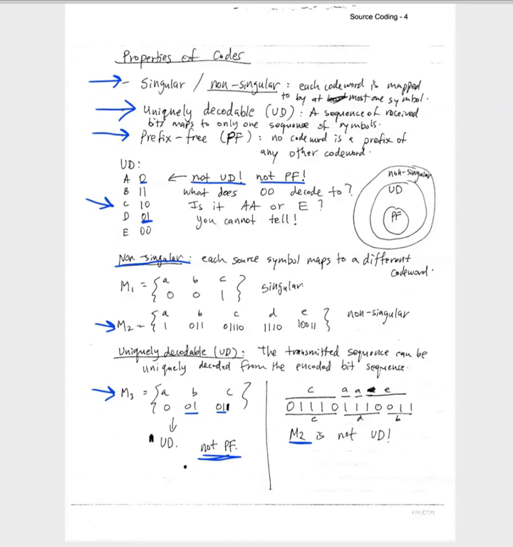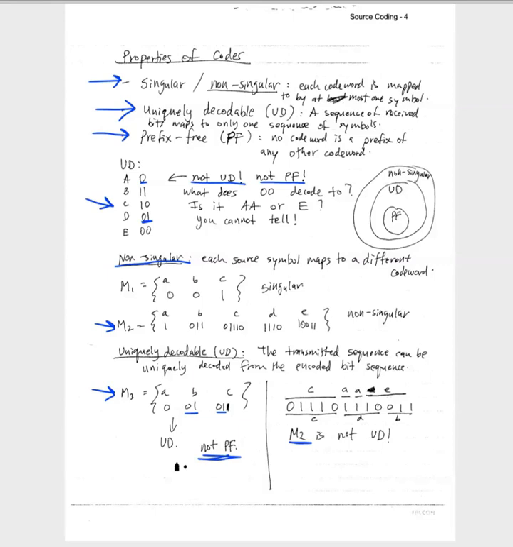Hey, wait, there's a problem. So M3, I told you, is not prefix-free, yet it looks like this satisfies the Kraft inequality. So why is this not prefix-free? So what's wrong? The Kraft inequality tells us if a prefix-free code exists, not if the code is prefix-free. The Kraft inequality does not help you check if a code is prefix-free. It helps you check if one exists.